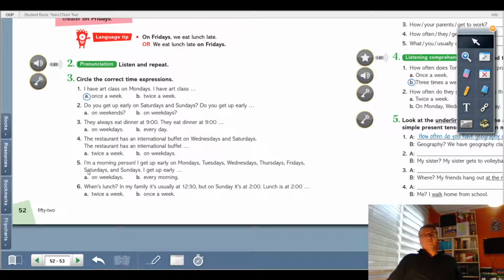Okay. 5. I am a morning person. I get up early on Mondays, Tuesdays, Wednesdays, Thursdays, Fridays, Saturdays and Sundays. I get up early. Which one? On weekdays? Every morning. Think about on weekdays. Which are the days? Monday, Tuesday, Wednesday, Thursday, Friday, Saturday, Sunday, weekdays, or every morning. Which one?